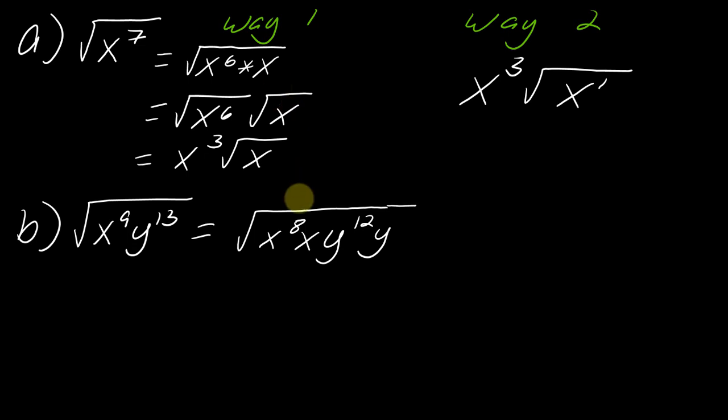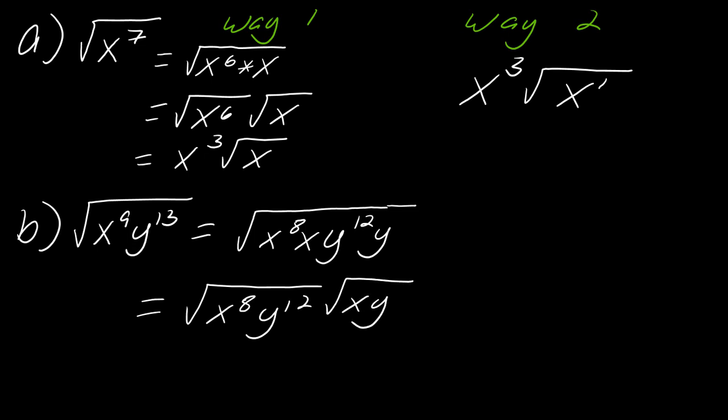Again, notice how I've strategically broken this up. I've got 8 and 1, 12 and 1, and those still add up to this. Now I can break out the parts that can be evenly divided by 2. So I'm going to put x to the 8th and y to the 12th here, and then I'm going to put xy under its own radical. Then I can rewrite this as x to the 4th, y to the 6th times the square root of xy. Okay, so there's one way that you can do this.